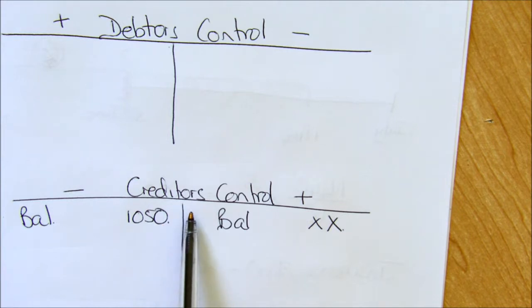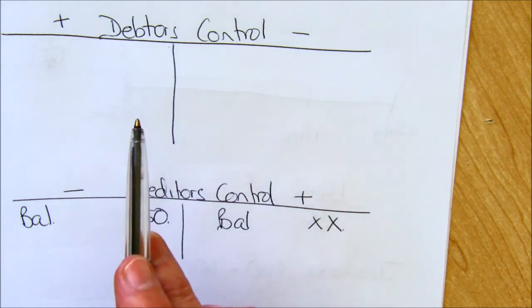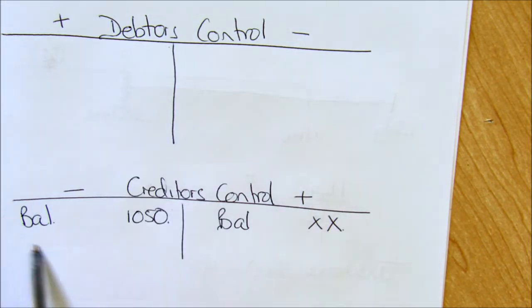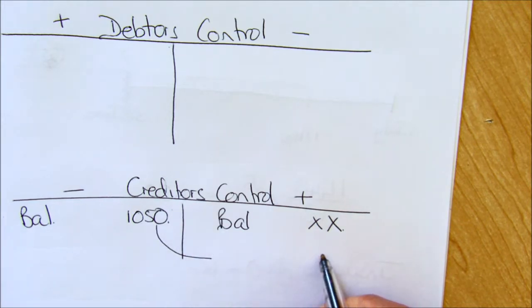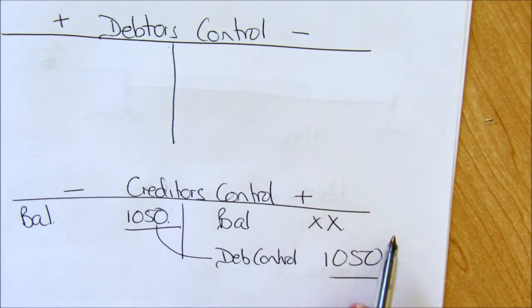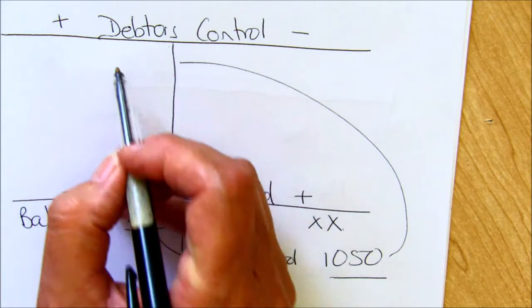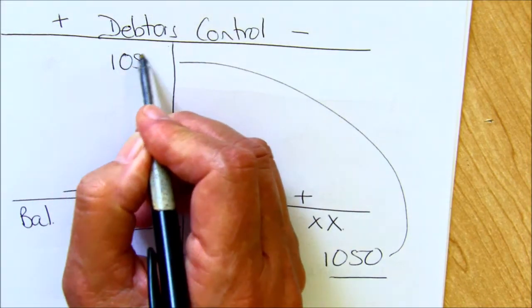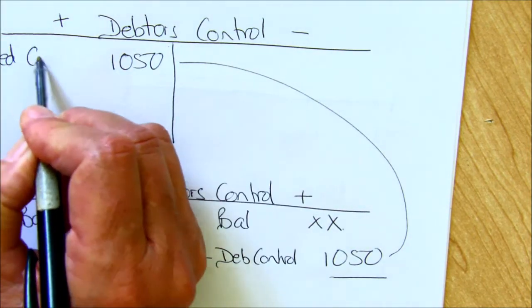So rather than leave it in the creditors, because you owe him money, we want to transfer that to the debtors. Now, if this is on the debit side over here, in order to transfer it, we're going to have to put it onto the credit side so these two can knock each other out. That is going to go to the debtors control, and the double entry for that then will go onto the debit side of the debtors control.